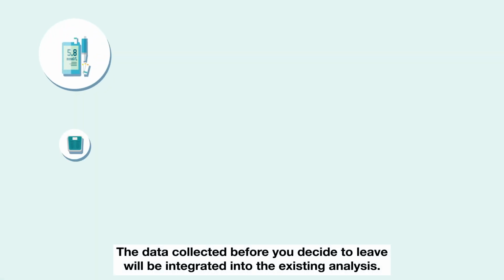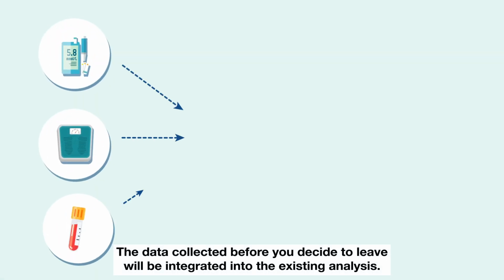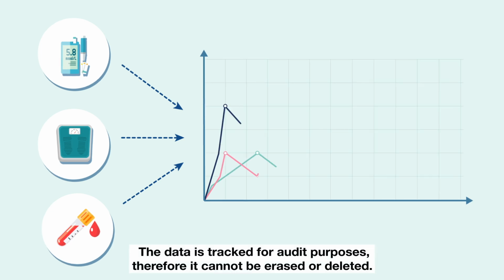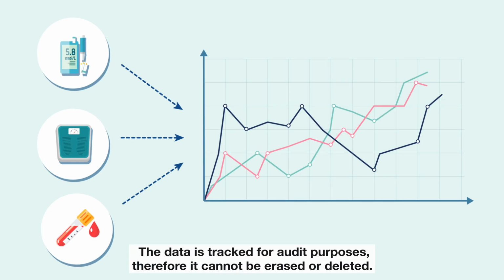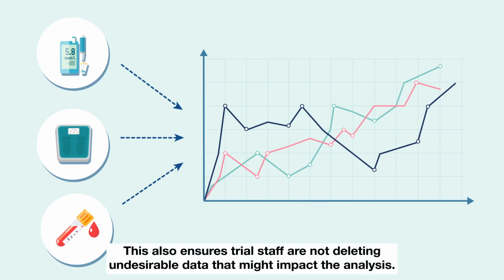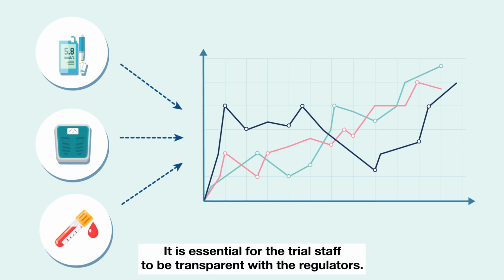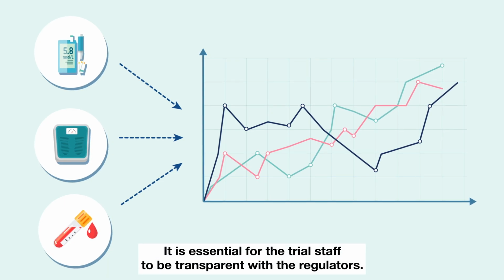The data collected before you decide to leave will be integrated into the existing analysis. The data is tracked for audit purposes, therefore it cannot be erased or deleted. This also ensures trial staff are not deleting undesirable data that might impact the analysis. It is essential for the trial staff to be transparent with the regulators.